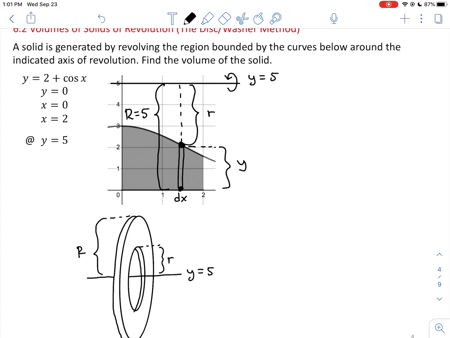So if I know that big R is 5 units, and the top of the strip is y units away from the x-axis, then that tells me that little r is going to have to be the long length 5 minus that length y. And then, of course, since I'm doing vertical strips and I've got a dx thickness, everything here has to be in terms of x. So little r can be rewritten as 5 minus, and then replace the y with this expression, 2 plus cosine of x, which of course you could then distribute. 5 minus 2 is 3, and then distribute the negative, so 3 minus cosine of x will be an expression for little r.